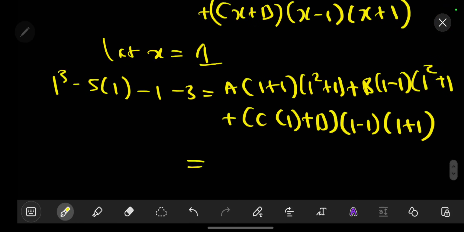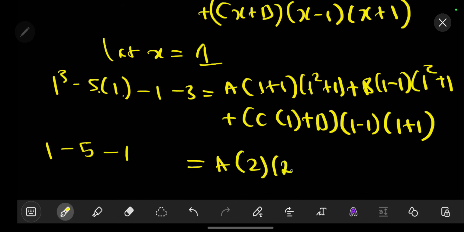So this is going to give us 1 minus 5, then minus 1, then we are going to have a, 1 plus 1 is 2. 1 squared plus 1 is still 2. Then here we are going to have plus b times 0.